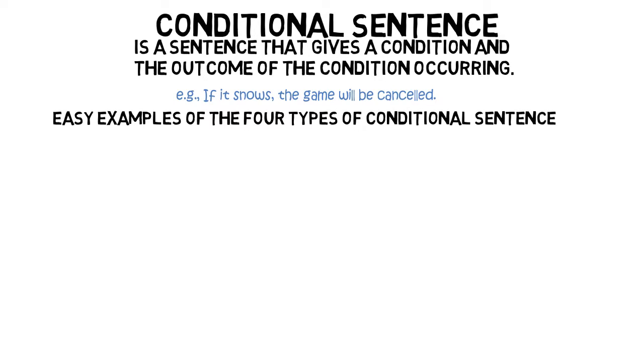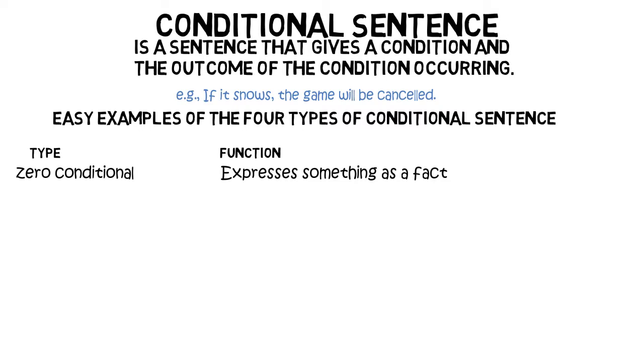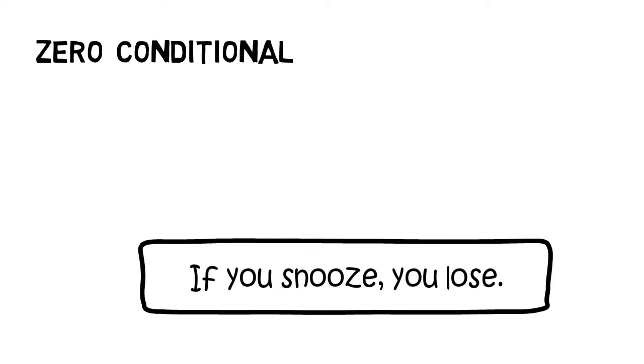Now there are four types of conditional sentence. There's the zero conditional, the first conditional, the second conditional, and the third conditional. So let's have a look at each type in turn. Let's start with the zero conditional. This expresses something as a fact. So let's look at an example and the structure of the zero conditional.